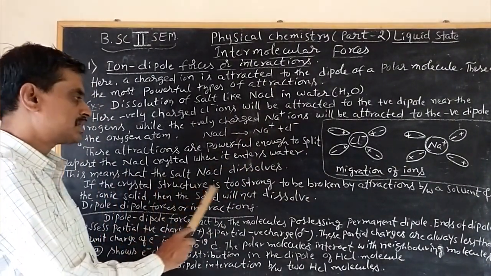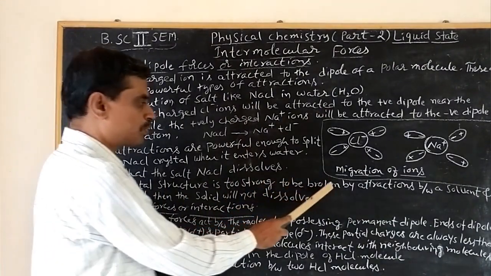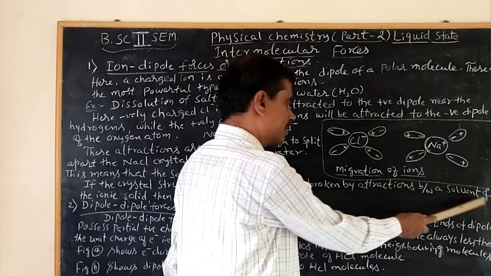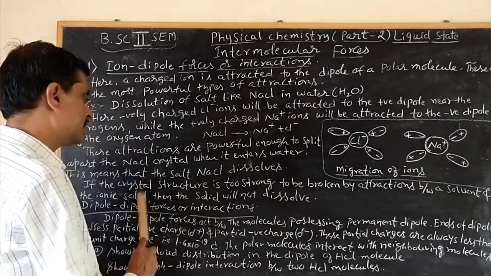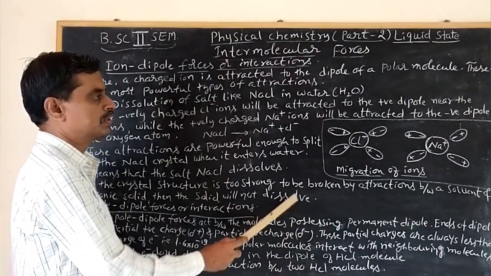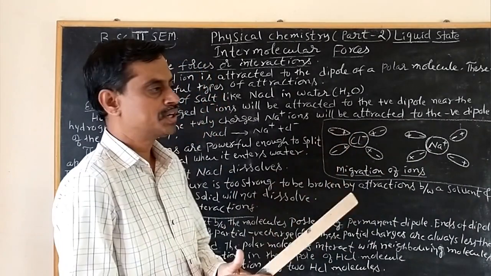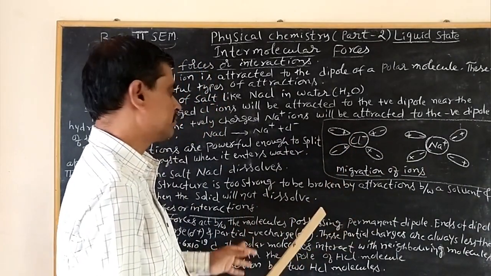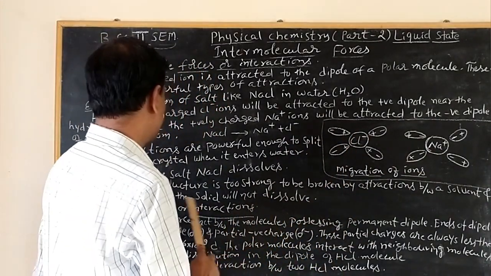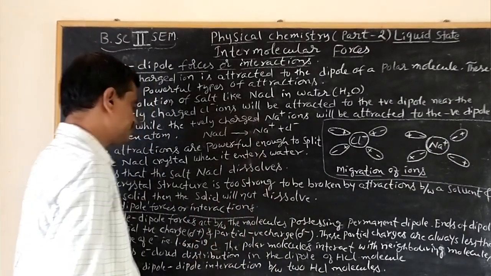If the crystal structure is too strong to be broken by attractions between a solvent and the ionic solid, then the solid will not dissolve. The attractions between the positive and negative ions in the case of such a salt are very strong, in that case it is very difficult to dissolve that. So that type of salt will not dissolve.